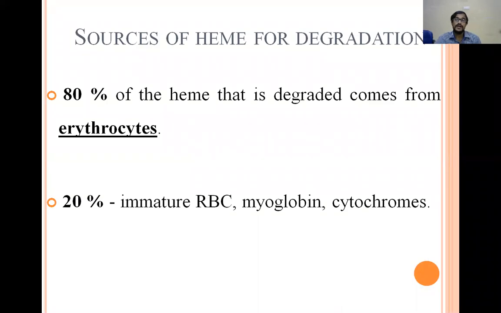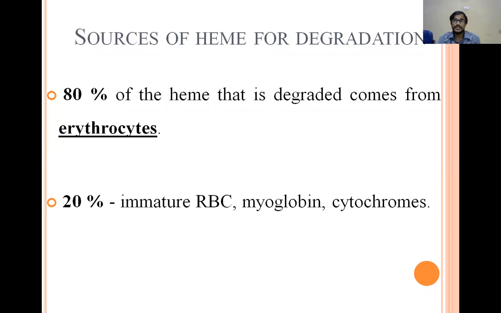We know heme is present in the hemoglobin. It is a part of hemoglobin, heme plus globin, and hemoglobin is present in the RBC. So where are we getting this heme from? From the hemoglobin itself. So 80% of the heme we are getting from the hemoglobin of the erythrocytes, and only 20% is coming from the other sources like immature RBC, myoglobin, and other hemoproteins. But 80% of the heme which is being degraded in the body, we are getting from the erythrocytes.